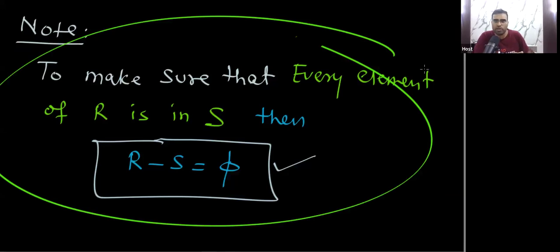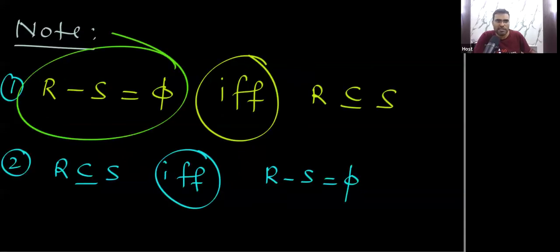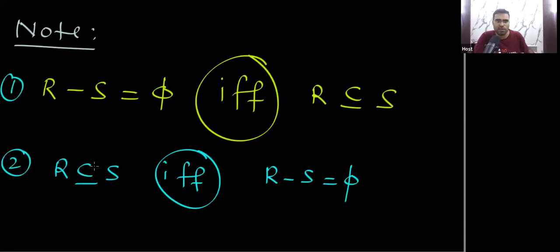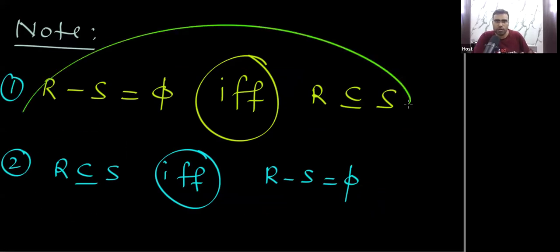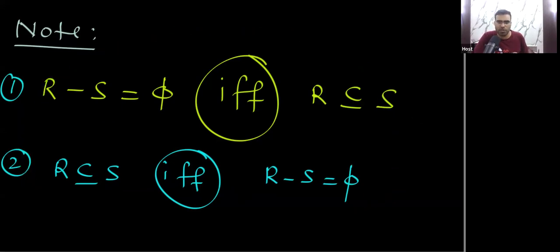If you want to make sure that every element of R is in S, then R minus S should be equal to phi. Very simple. R minus S is phi if and only if R is a subset of S. Similarly, R is a subset of S if and only if R minus S is phi. So remember, this GATE exam question is based on this concept. Please tell me, did you understand this? Let me know.